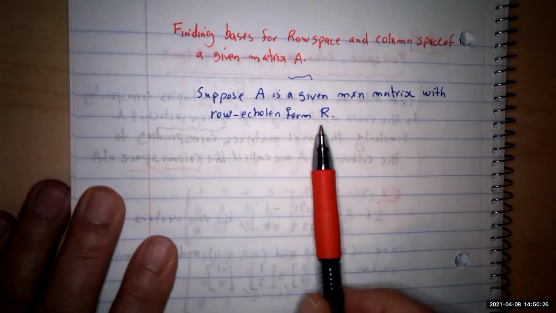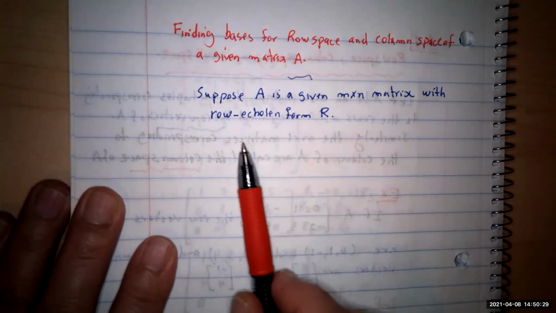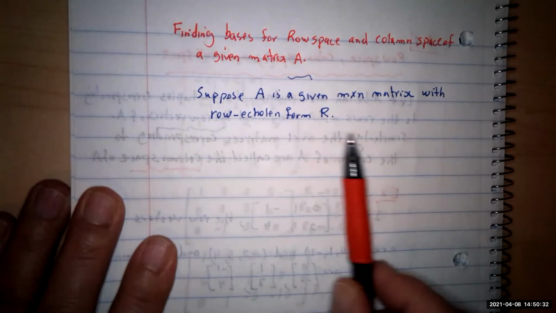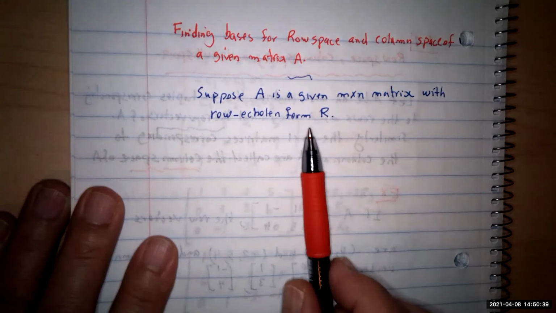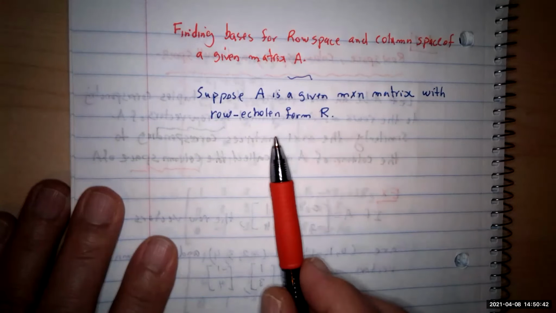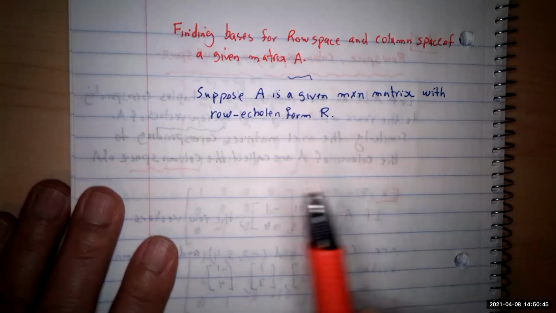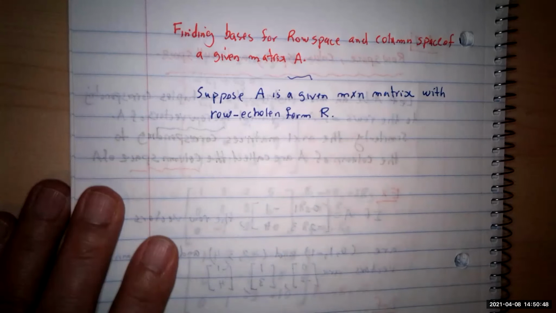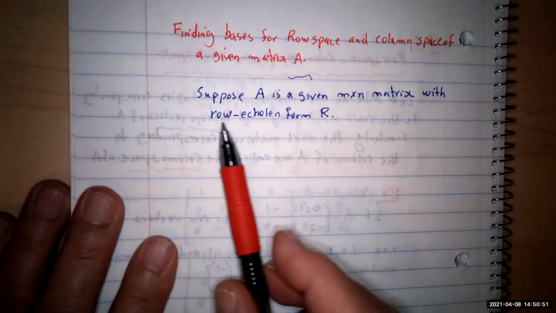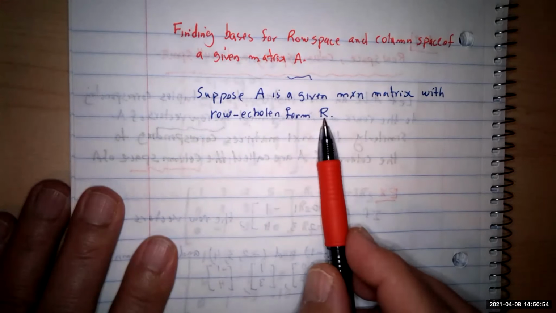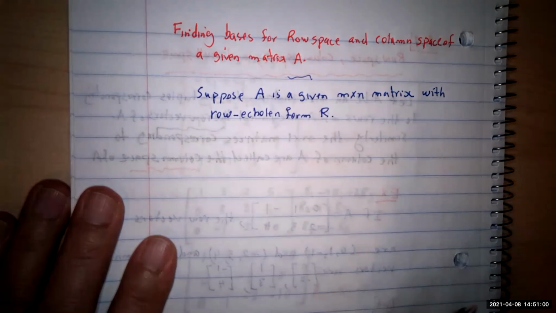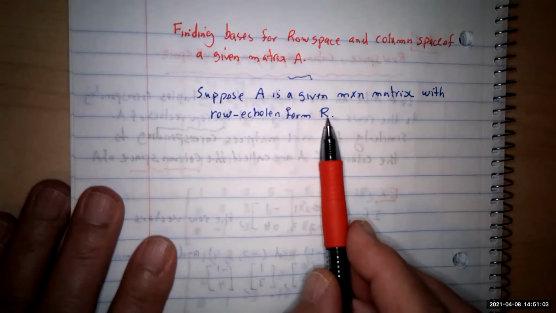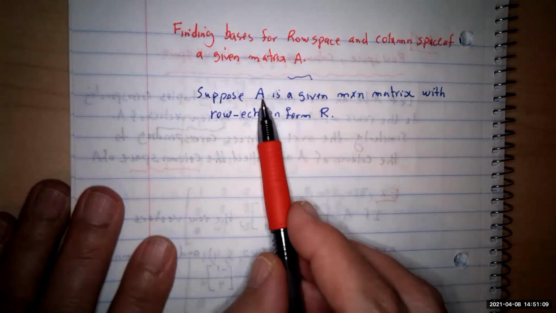When you find the row echelon form, you know that every non-zero row starts with a one. Those pivots, we get the one, then everything else must be zero. So you go to the R and pick all the non-zero rows, since some rows may be all zeros. You pick the non-zero row vectors of R, you put them together, that would be a basis for A.